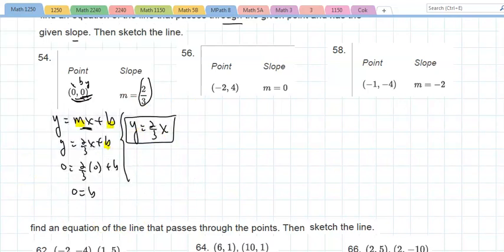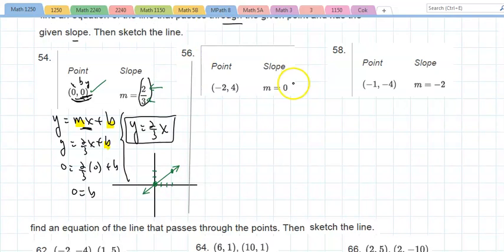If I want to sketch a graph of this, we already know how to do this. I have a point, there's a point, and I'm going to rise 2 units, and I'm going to run 3 units. Connect this with a straight edge. There's my line. Done. That's simple.